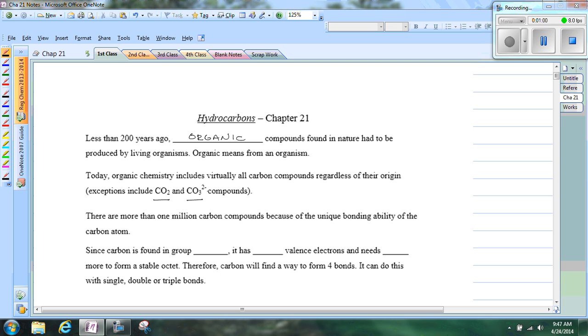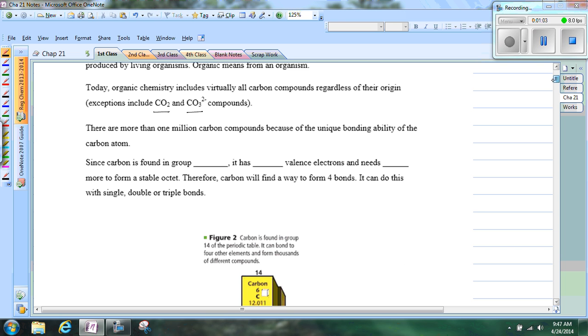There are more than 1 million carbon compounds, and it's because of the way carbon can bond. Since carbon is found in group 14, it has 4 valence electrons, and it needs 4 more to form a stable octet. So carbon is going to find a way to form 4 bonds. It can do this with a single bond, a double bond, or triple bonds, but some combination so that it reaches 4 bonds, or a total of 8 electrons.